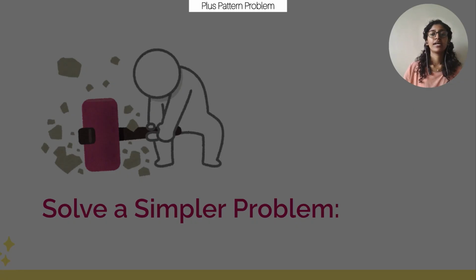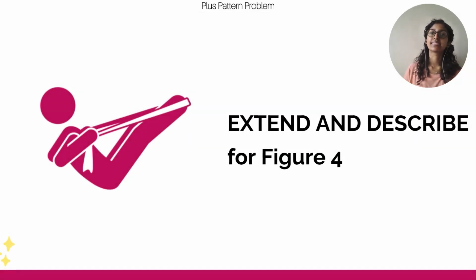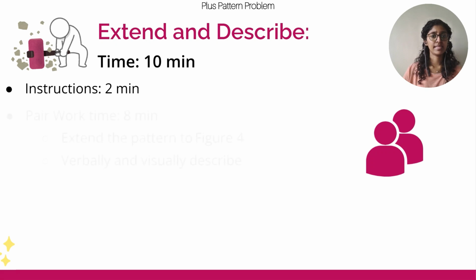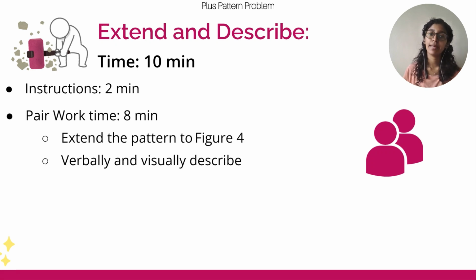So for that, we are going to extend and describe for figure 4. And we have a total of 10 minutes here. We'll give them instructions and the students will work in their pairs where they will extend the pattern to figure 4. Extend means here they will actually draw it in the graph sheet which is already in their handout. And after that, they will verbally and visually describe how they see it growing.